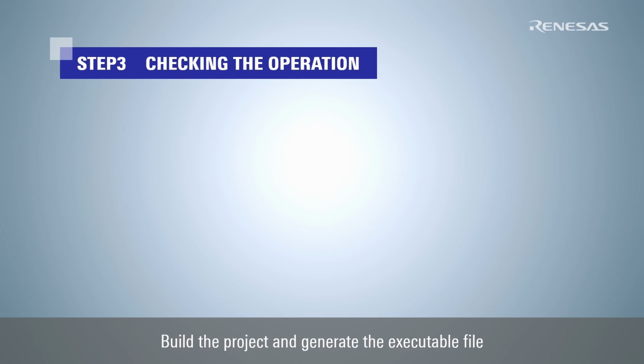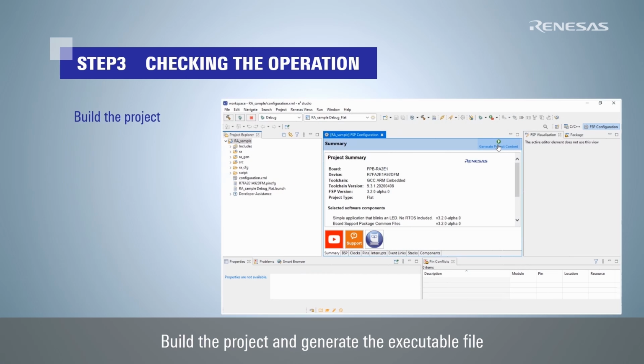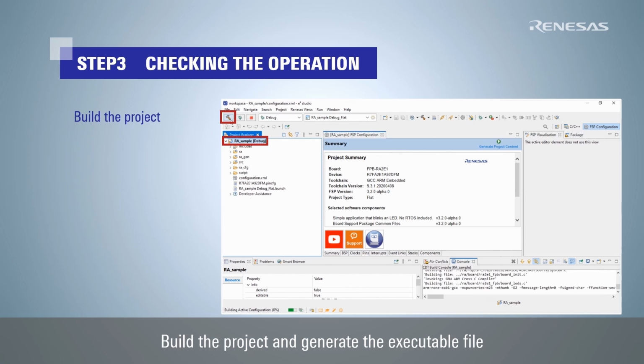This final chapter describes how to check the program operation. Build the project to generate the executable file. To build the project, click the project name in the Project Explorer view and click the Hammer button. Confirm that there are no errors after the build is finished.